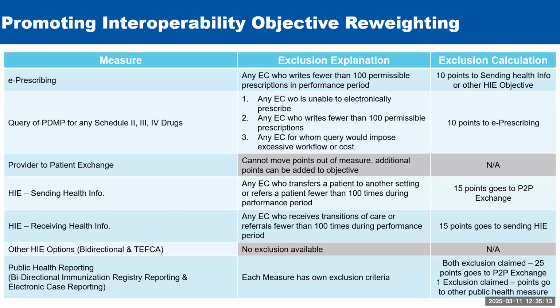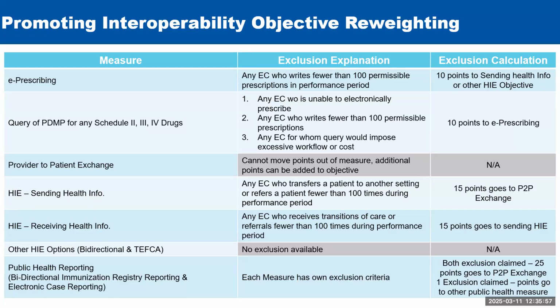If you take an exclusion for receiving and reconciling health information because you received less than 100 of those for the year, those points will be added to sending health information, making sending worth the full 30 points for HIE. If you take an exclusion for the HIE objective as a whole, those 30 points will be added to provider to patient exchange. If you meet the exclusion criteria for one of the 2 public health measures, the points will be added to the other measure that you are testing for. If you take the exclusion for both immunization registry and ECR, the 25 points will be added to provider to patient exchange.